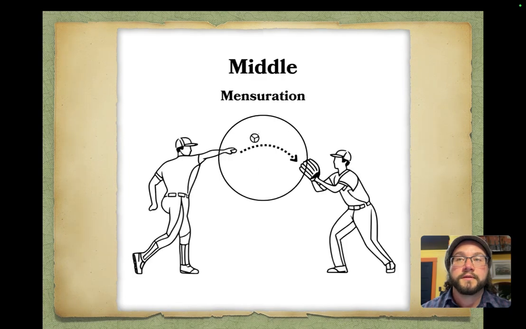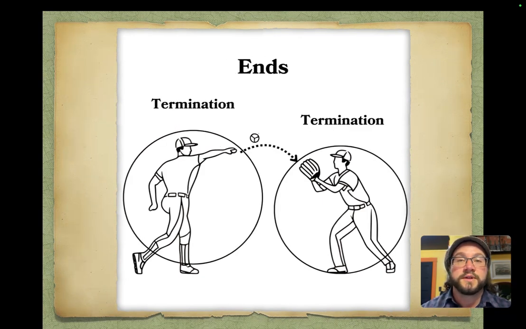If you remember this diagram right here when we talked about mensuration, which is an action that connects two participants. So the action itself is the middle. Each of the two participants are the ends in terms of termination. So in this diagram here, you've got a father throwing a ball to his son. Well, both the father and the son are ends in terms of this connection that they have of throwing a ball. So as you can see, that middle and end are sort of inextricably connected to each other.